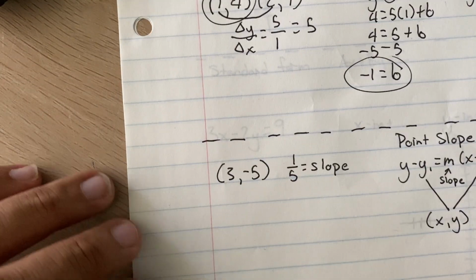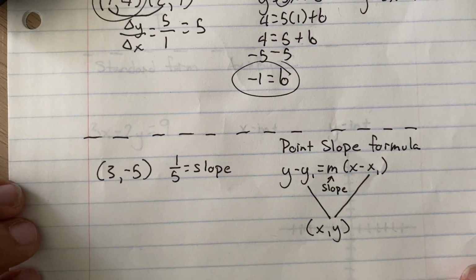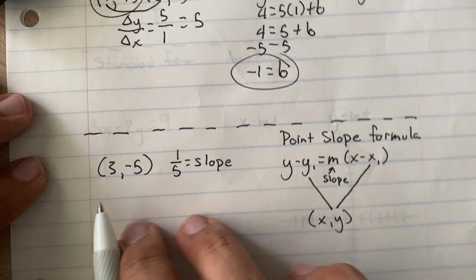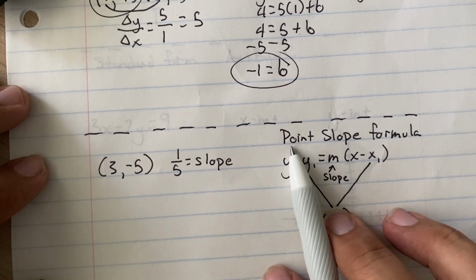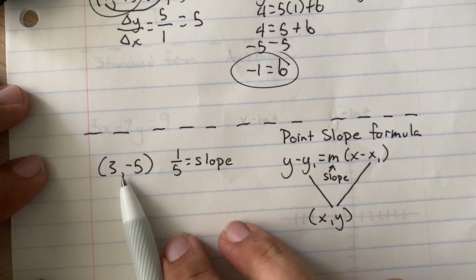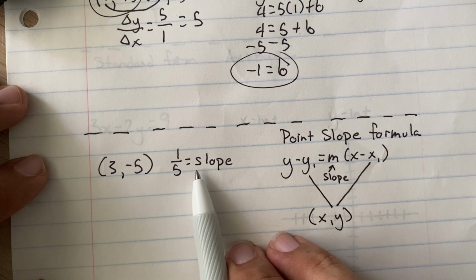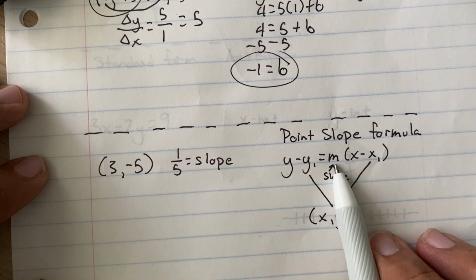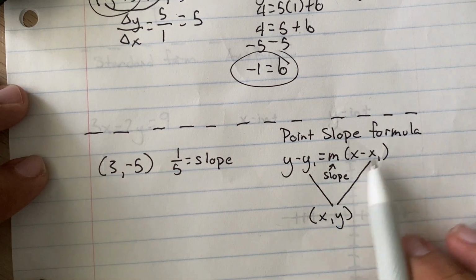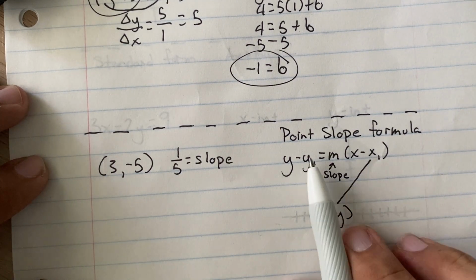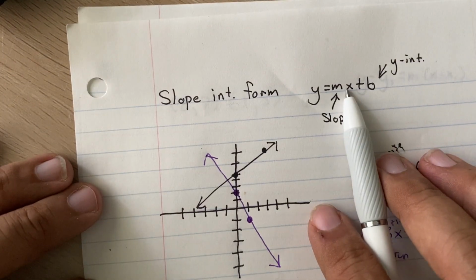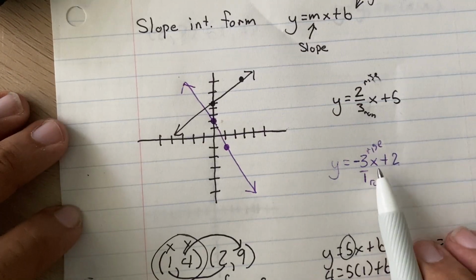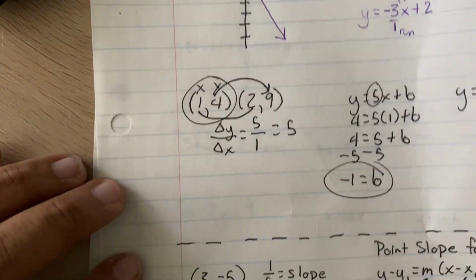Okay, now here we go. 3, negative 5, 1 over 5, that's the slope. We are going to be writing point-slope formula. All you need is a point and a slope. Okay, so the slope is going to go right there where the m is, and the coordinate x is going to go here, and y is going to go here. This y is left alone, and this x is left alone, which is the same thing we did over here. We left x alone and y alone when we wrote equations. Okay, so it's very similar.